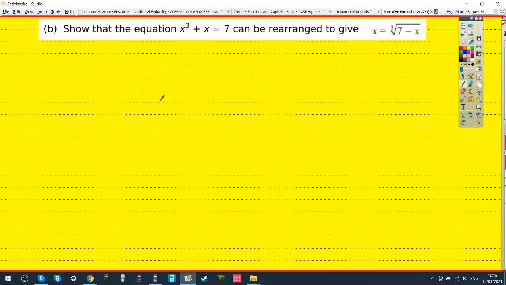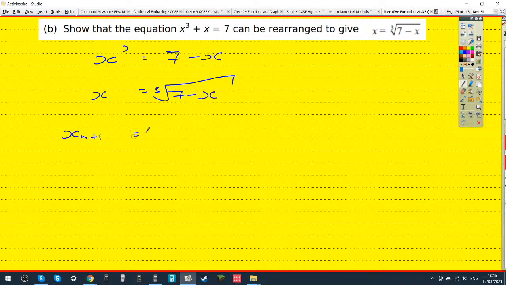Okay, fine. So if I now do, I think that's simply x cubed equals 7 minus x, then cube root that to get x equals cube root of 7 minus x. And they might ask you to then write xn plus 1, the one by itself, and xn for all the others.